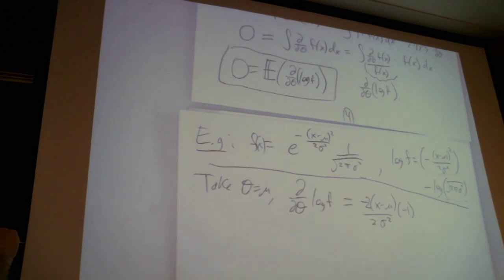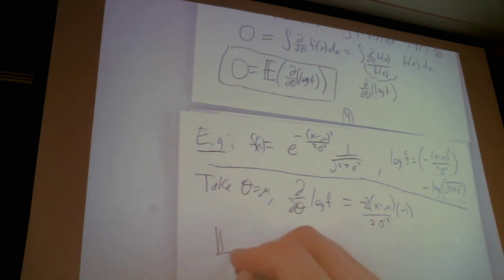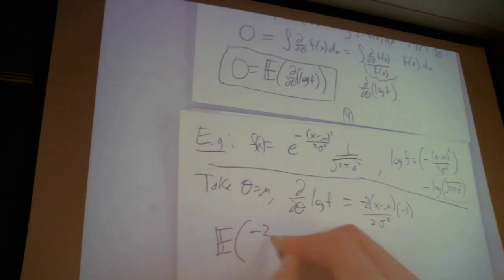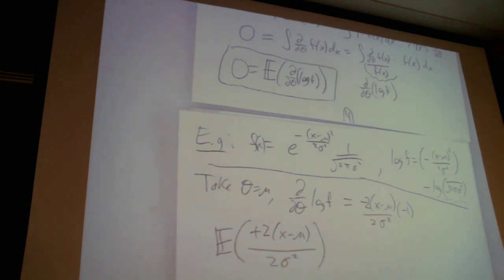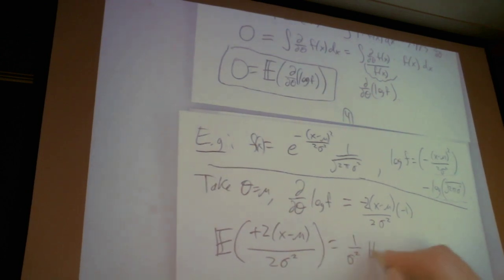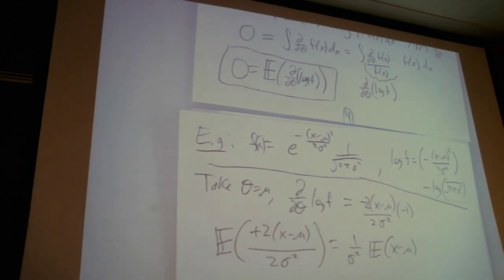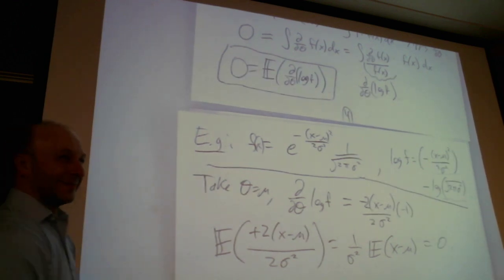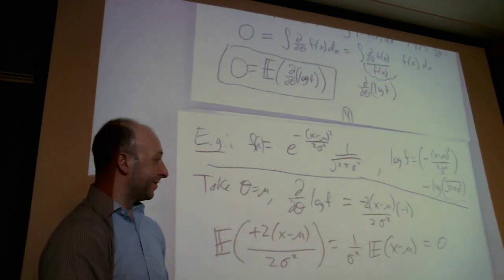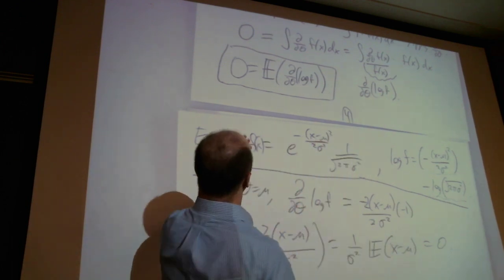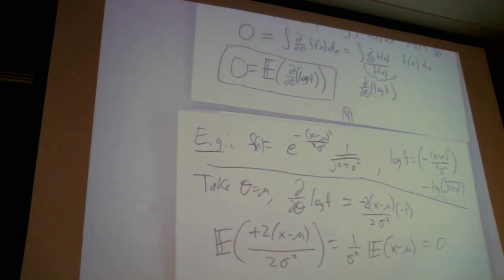What is the expected value of this? Well, I have some constants. So this is 1 over sigma squared times the expected value of x minus mu. Exactly. What's the expected value of a random variable minus its mean? 0. Does that make sense? So we verified in this one case that yes, this calculation makes sense, and we see what's going on. Okay?